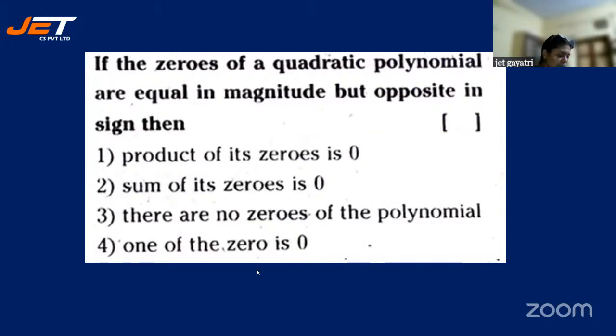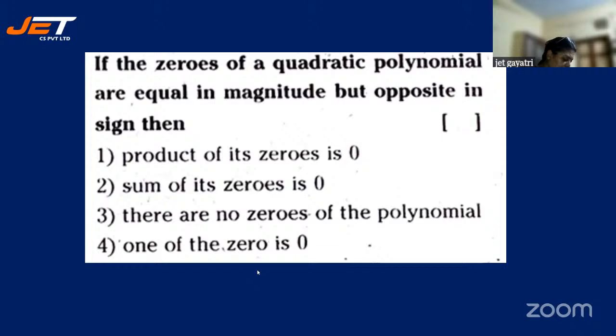If the zeros of a quadratic polynomial are equal in magnitude but opposite in sign, then 4 options are given. Product of its zeros is 0. Sum of its zeros is 0. Then there are no zeros of the polynomial, or one of the zeros is 0. Yes, do you get the question? All right. So not more than 30 seconds can be taken for this because it's a very simple question. Let me see how many are giving me the answer.